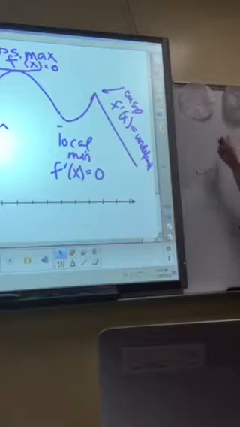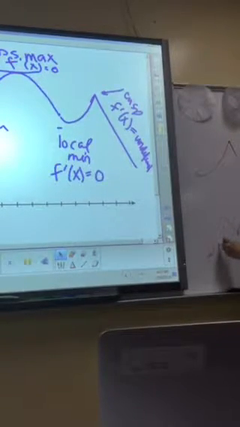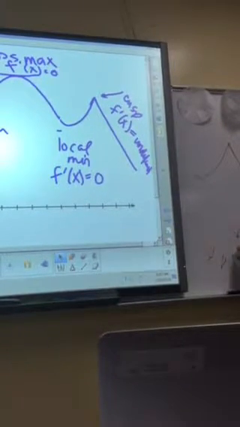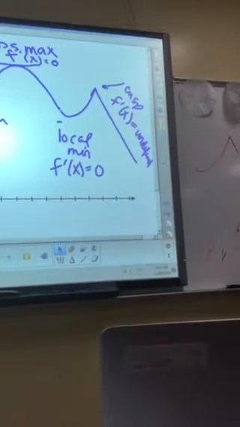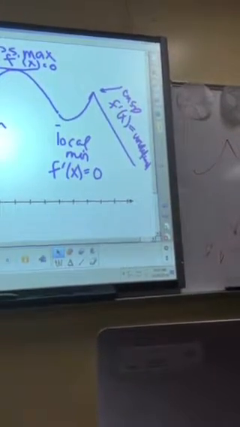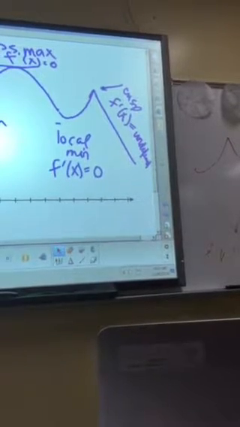Okay. So the definition of a cusp is that the derivative is undefined at that point. Not that the function is undefined, that the derivative is undefined at that point. Okay? Yep.